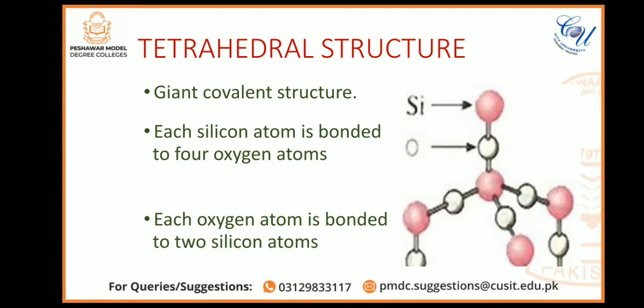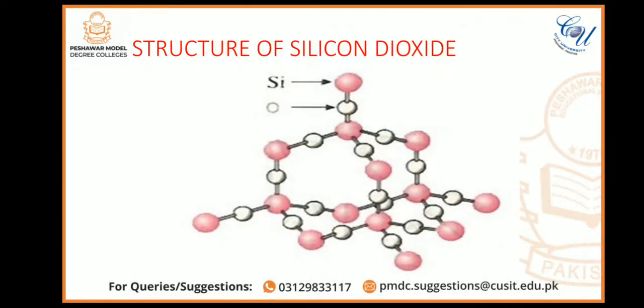Here you can see the tetrahedral structure of silicon dioxide. This tetrahedral structure of silicon dioxide continues in three dimensions. In this way, a continuous giant silicon-oxygen network extends, and a huge crystal of silicon dioxide is produced.